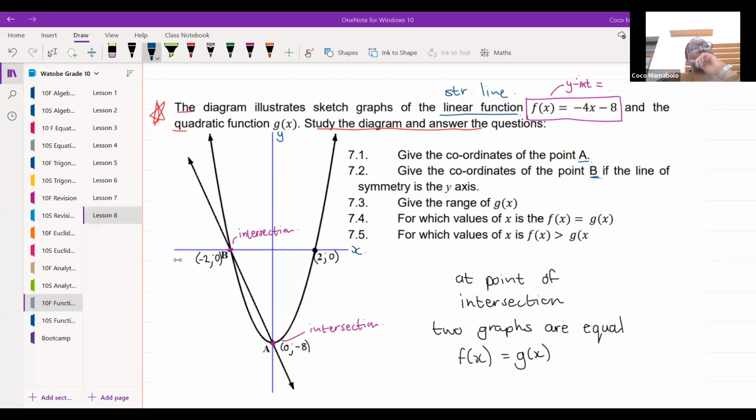Yes. Okay, Stephen, which point do we need to help you with? Okay, you need to tell us. All right. I know everybody's already given me the coordinates of A. Okay, the coordinates of A were 0 and -8.